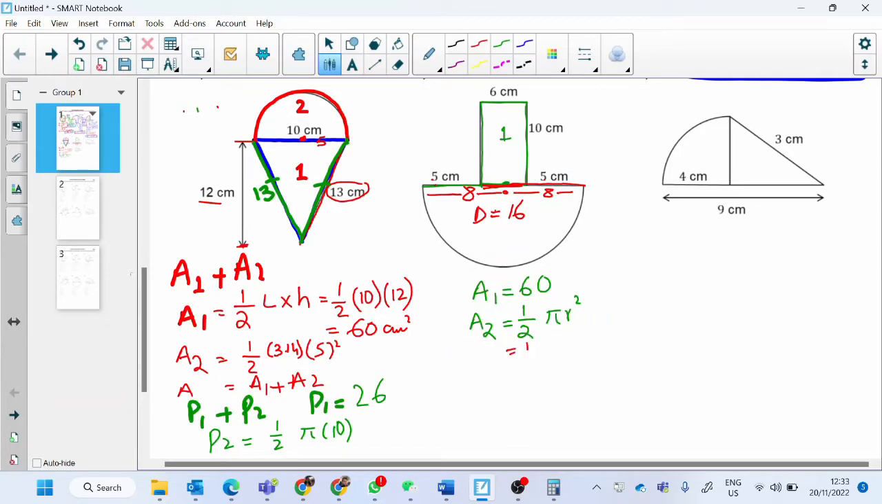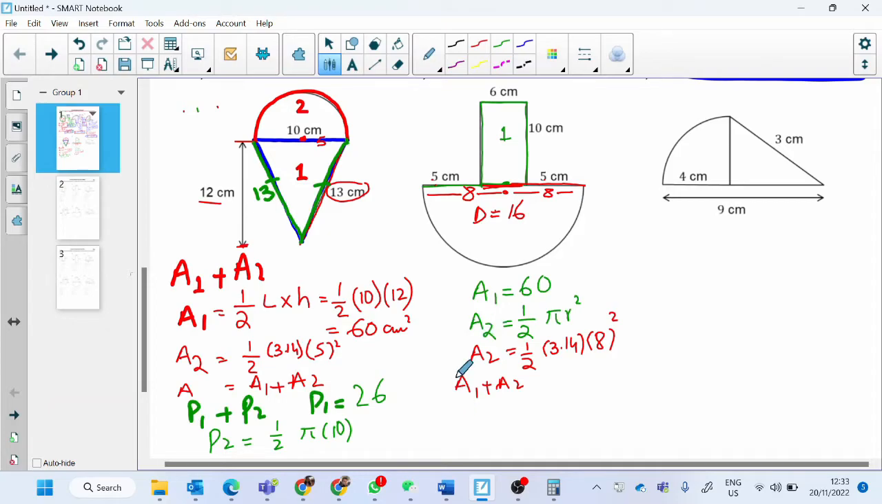So how can we find A2? It is 1/2 times 3.14 times 8 squared. So we can simply calculate this one and add it with A1. A1 plus A2 will be our area.